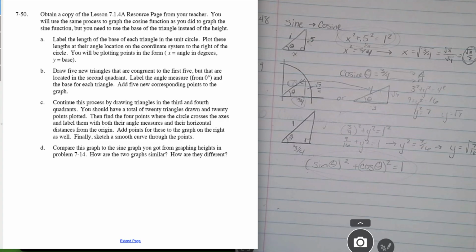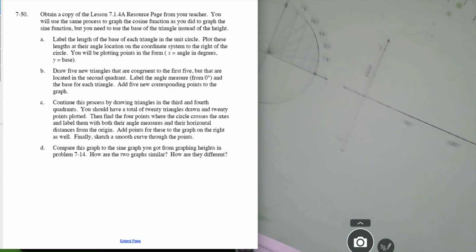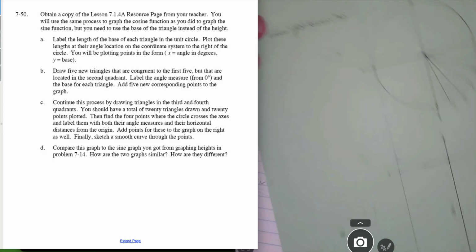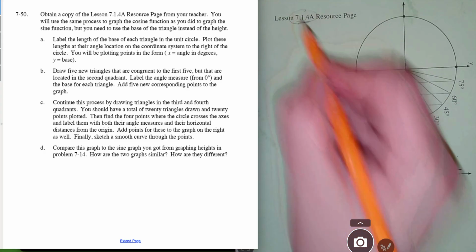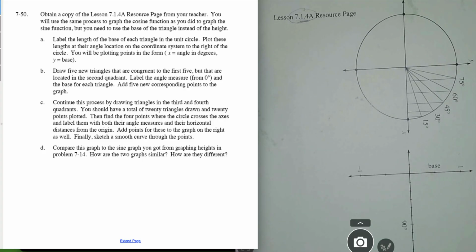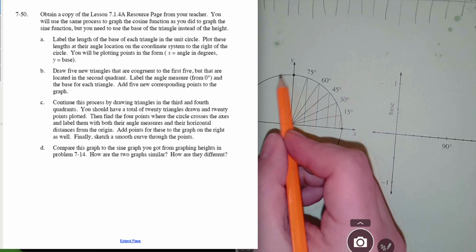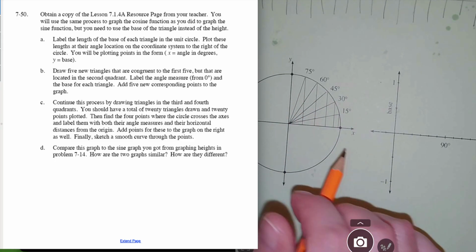Now, when you move on to 50, it's asking you to get the green piece of paper that the sub should have. It looks like this. Now, one side says 714 on the top, and one side says 712 on the top. I want you to be on the 714 side, because this is going to be our cosine side. Now, they've drawn in 5 triangles for you at those same 15-degree increments that we talked about last class.